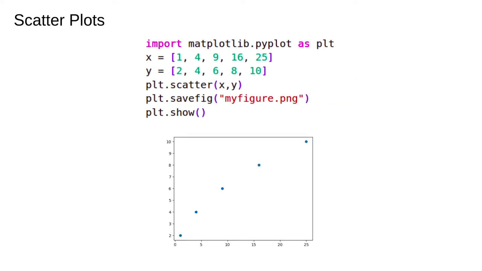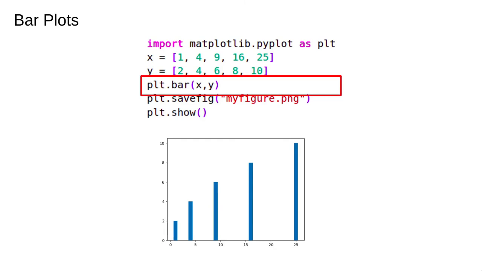The plot function makes a line graph. With other functions, we can make other kinds of graphs. Probably the most common kind of data visualization, even more common than a line graph, is a scatter plot. To make one, just replace the plot function with the scatter function. To make a bar plot, we simply call the bar function.